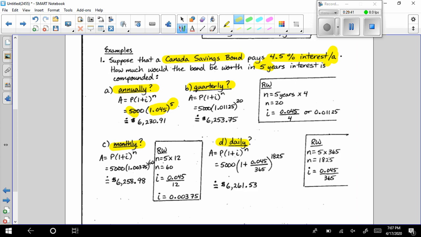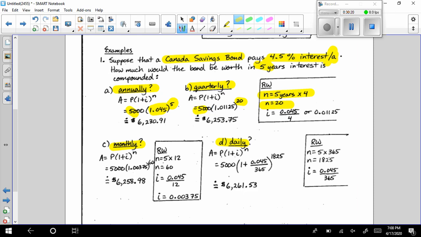In B, the interest is being compounded quarterly. That means they're doing the interest calculation 4 times over the span of 1 year, in contrast to the previous example where they only did the interest calculation once, at the end of each year. So once per year for 5 years gave me an exponent of 5. 4 times a year for 5 years gives me an exponent of 20. And I show that off to the side.